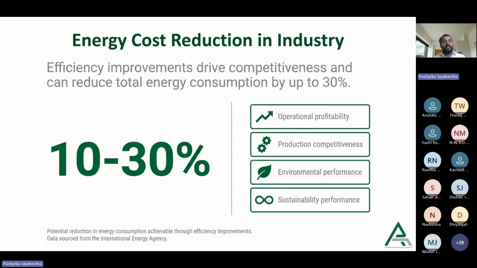So this is why energy management is extremely important, and even a 10% reduction in energy consumption can significantly improve the overall profitability of the production process. And the most important one is many of these improvements can be achieved without major capital investment.